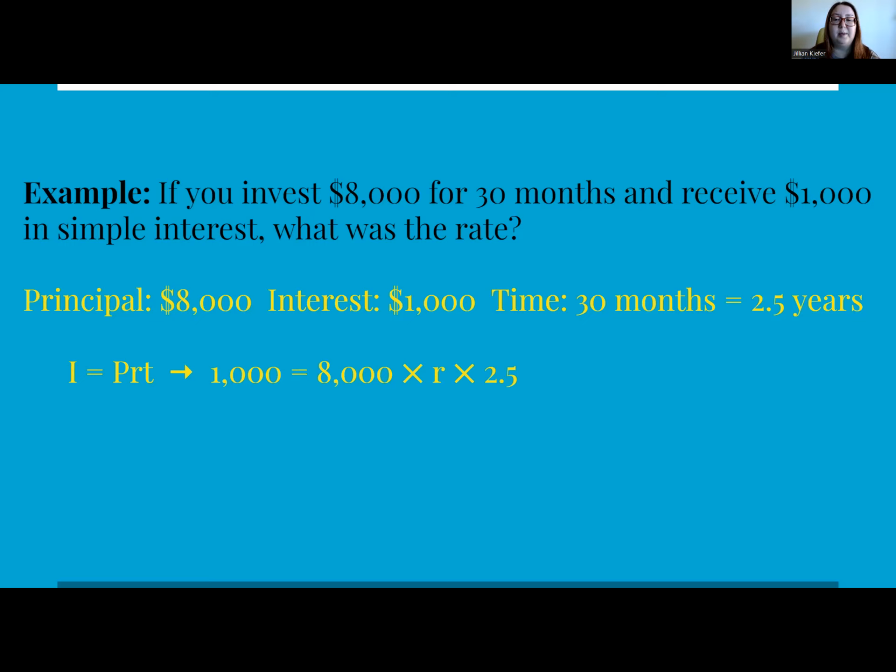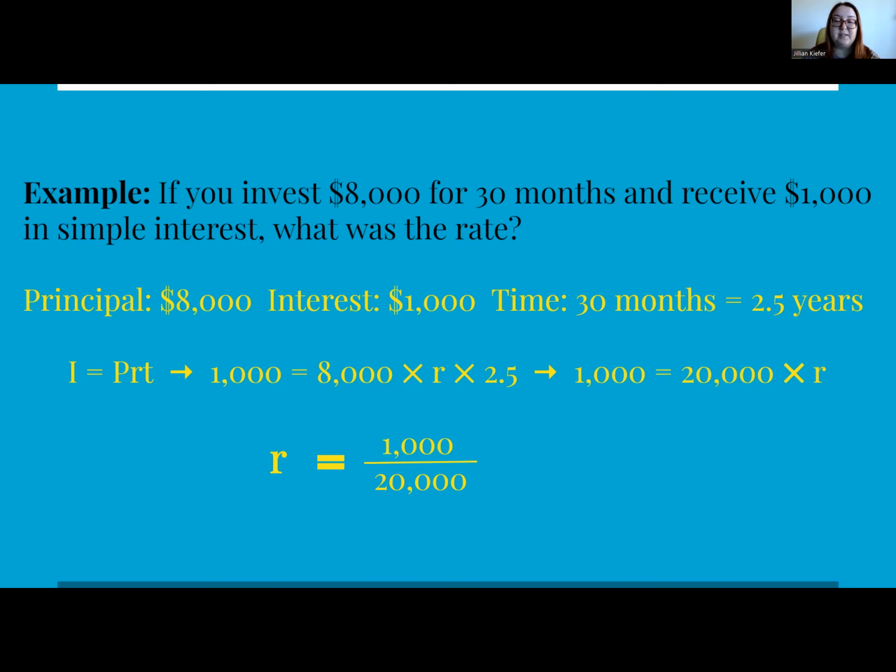Let's simplify that a little bit. We can multiply 8,000 times 2.5. That gives us 20,000. So 1,000 is equal to 20,000 times R. Now our last step in order to solve for R would be to divide by 20,000. Since it's being multiplied, the only way to get rid of that number would be to divide on both sides. So we'll divide both sides by 20,000.